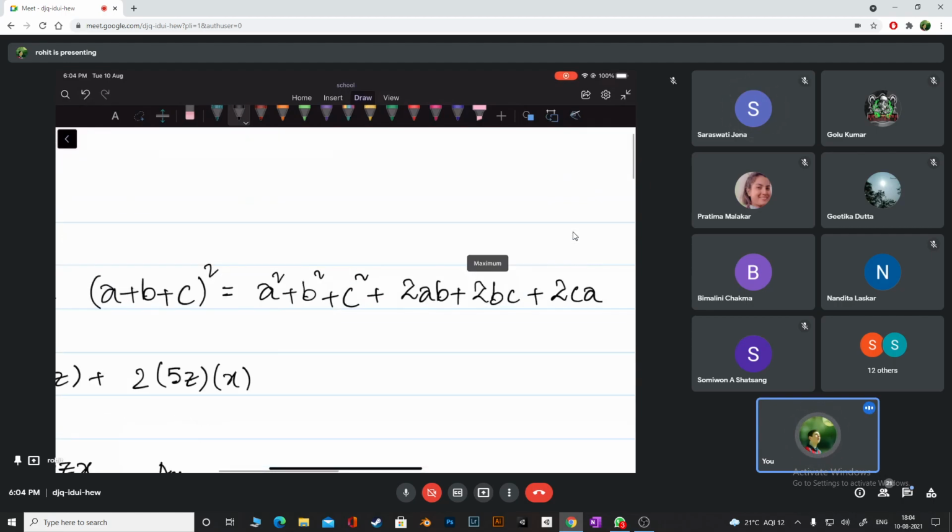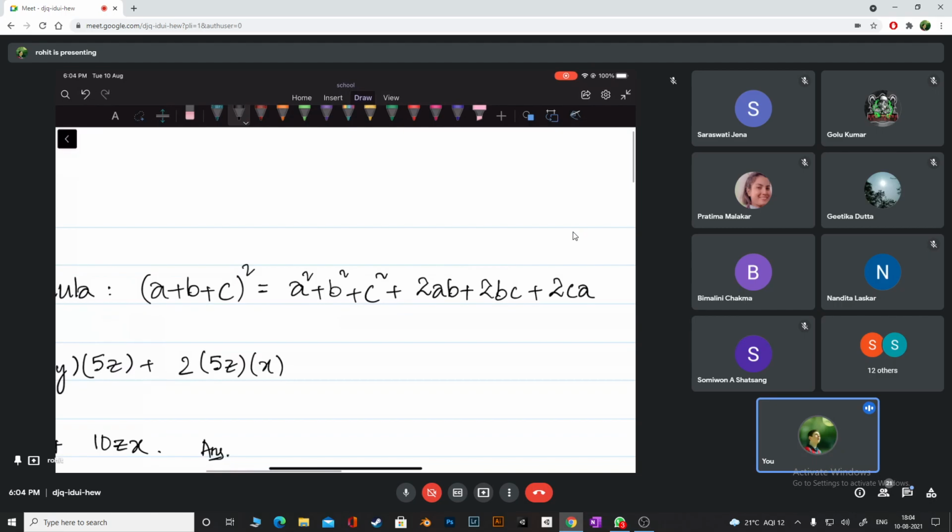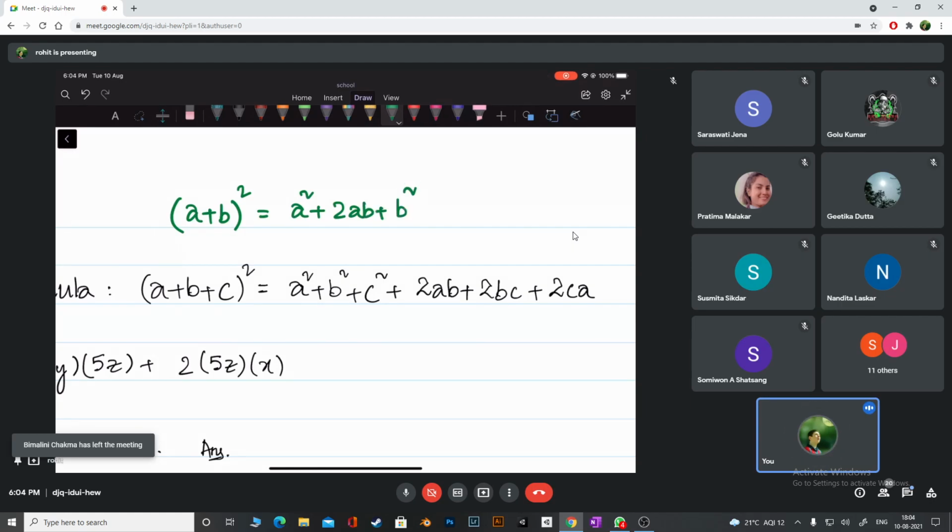Have you come across this formula before? A plus B plus C whole thing square. I am sure you know the A plus B whole thing square formula. It is A square plus twice AB plus B square. But look at this now. Is it the same or different? Sir, different. It is A plus B plus C whole thing square. There are three terms here: A, B, and C, and then we have the whole thing squared.